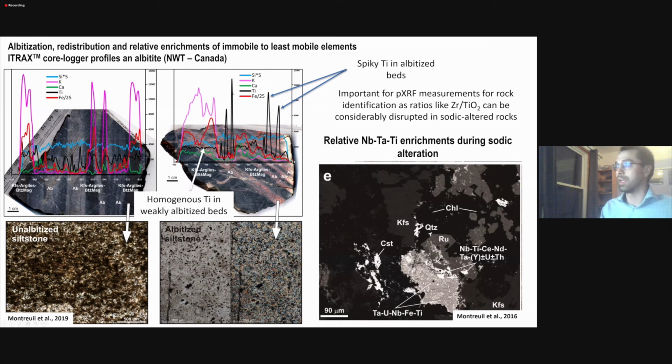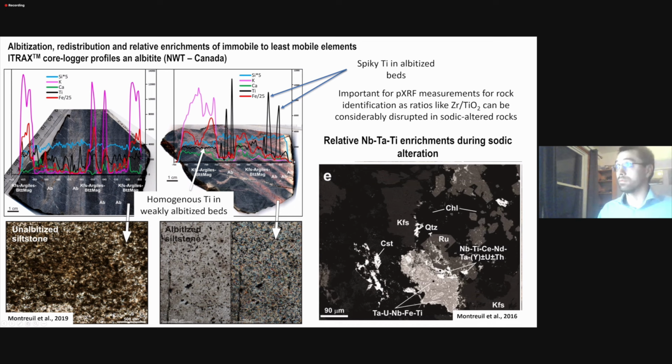Elements like titanium or others can form discrete zones of enrichment. And then if we use portable methods in order to identify this host rock, well, we have to be aware that our ratio will be considerably disrupted if we try to work with portable XRF in this. At the small scale as well, this is what it looks like. So then we can start concentrating relatively these elements that are staying behind and form enrichment or relative enrichment in niobium and tantalum as we're strongly albitizing a rock.